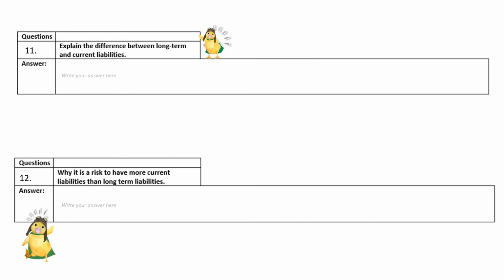Question 11. Explain the difference between long-term and current liabilities. Make sure you go back to slide 10 and double check these definitions to help you out with this question.